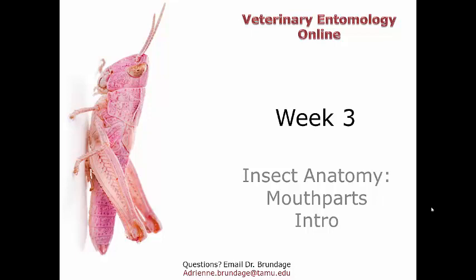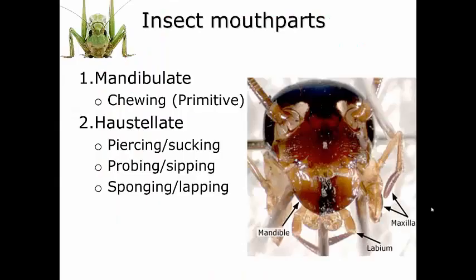Now let's get on to the next major organ in the insect head capsule, the mouth parts. We're actually going to spend the next few lectures looking at the mouth parts so you get an idea of what they're made up of and how they change as insects have evolved over time. So the mouth parts are exactly what you think they would be.